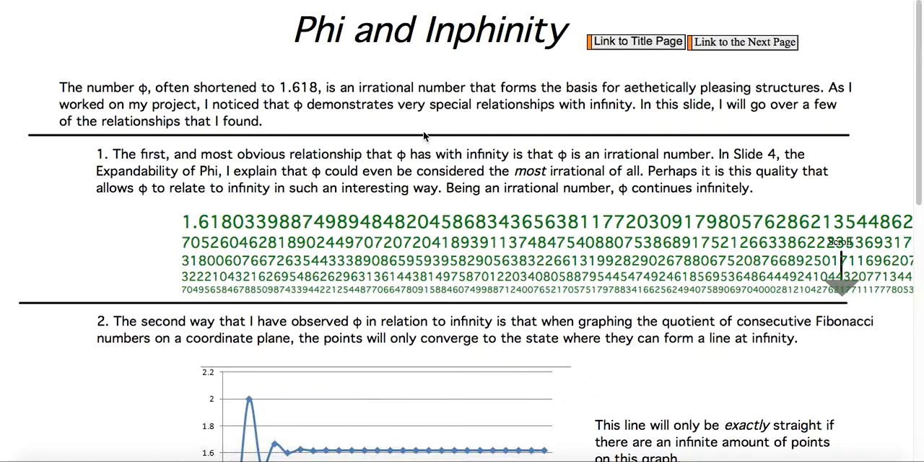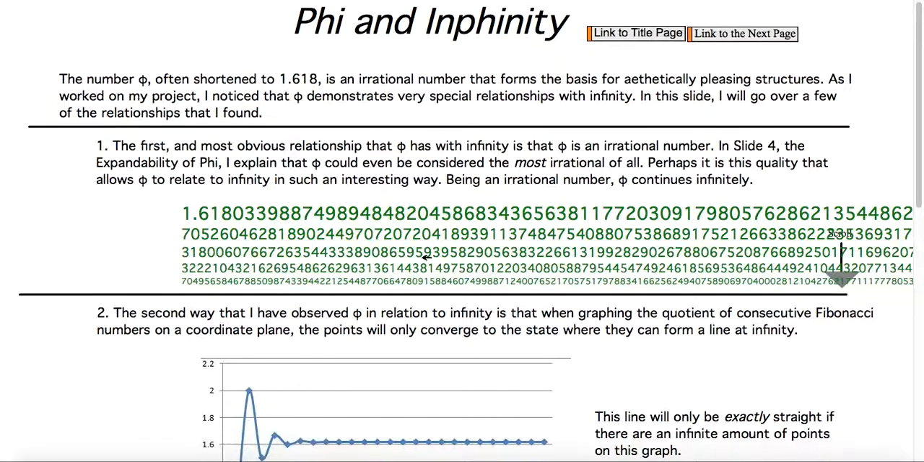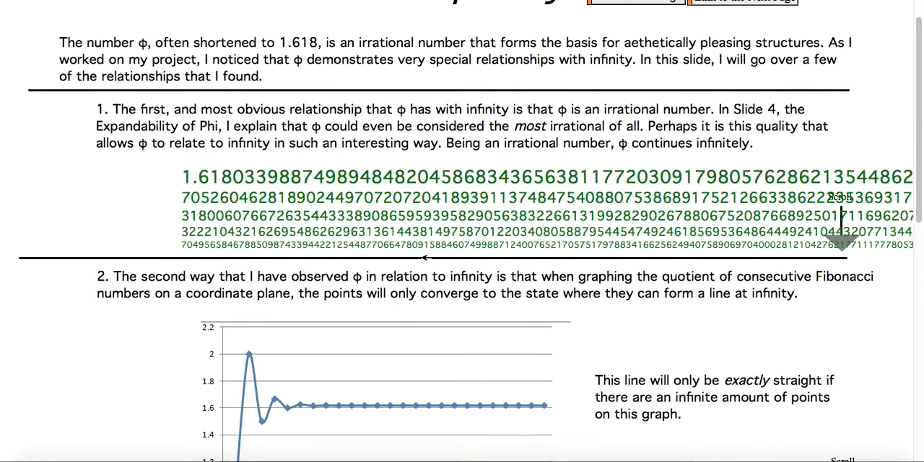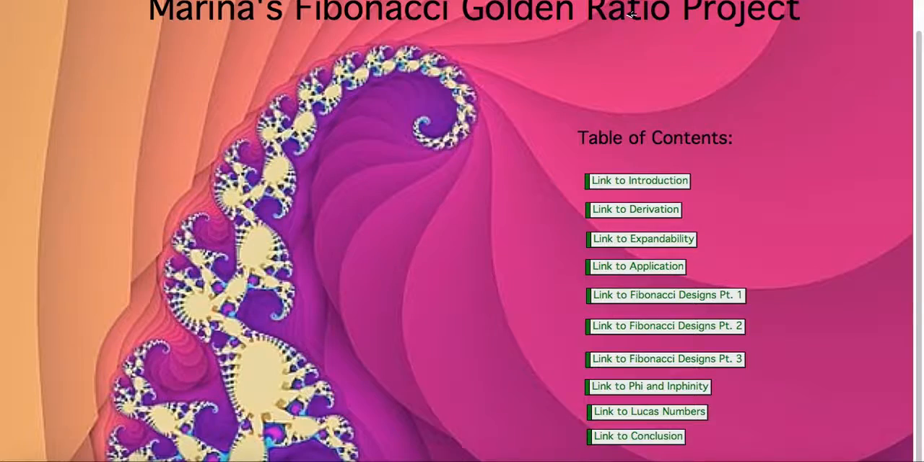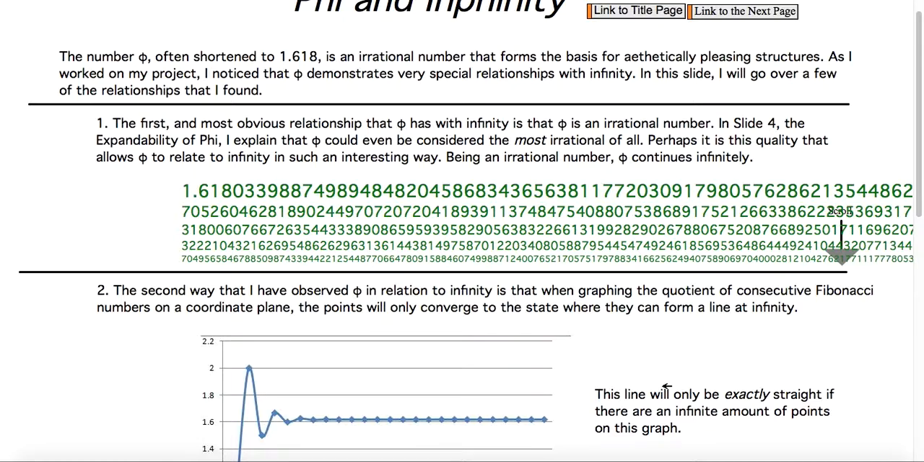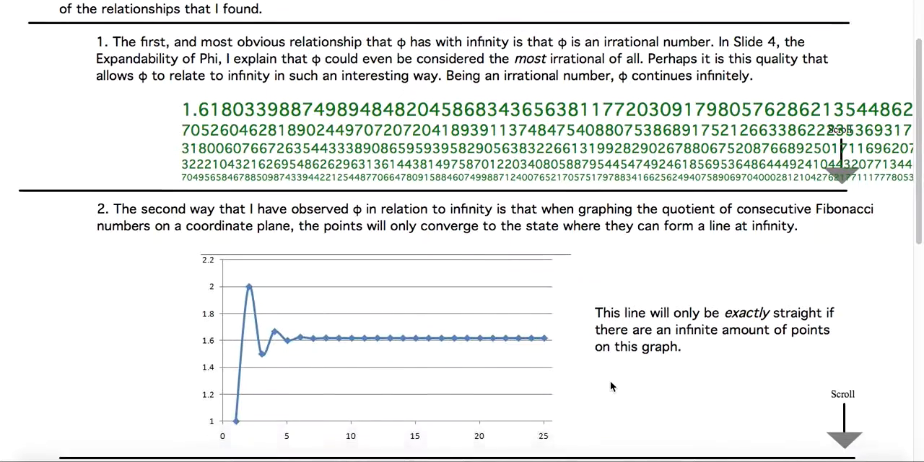GSP, also known as Geometer Sketchpad, is a way to use interactive software to study geometry. And so I did this project on phi, and the most obvious relation that phi has with infinity is that it's an irrational number, so it continues indefinitely, and it cannot be written as a fraction. So I used different slides and links between different slides to study phi.